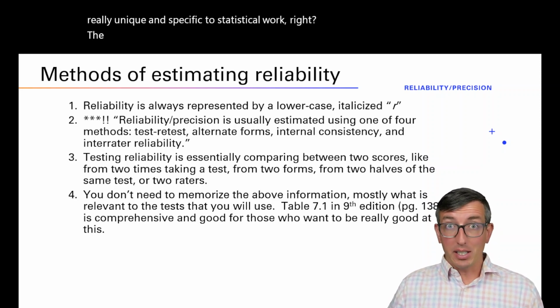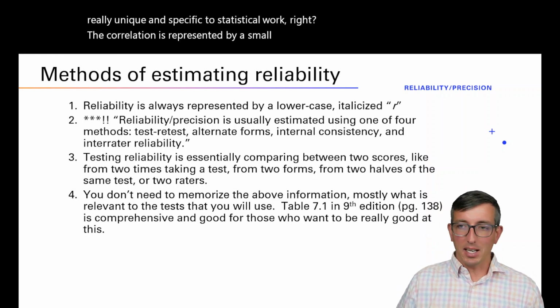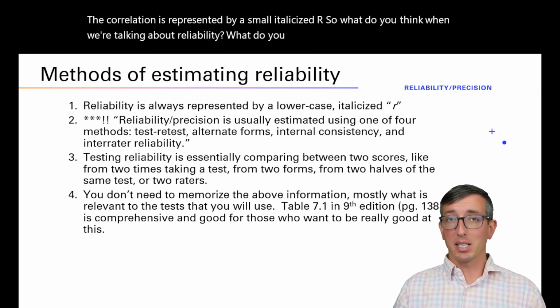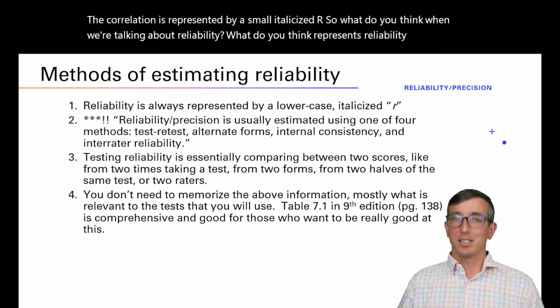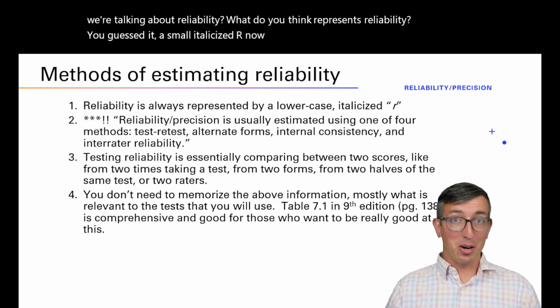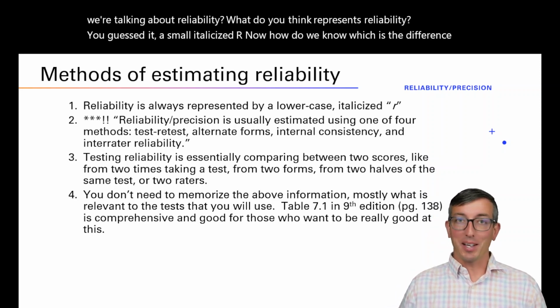The correlation is represented by a small italicized r. So what do you think represents reliability? You guessed it, a small italicized r. Now, how do we know what is the difference? Well, that comes with context clues.